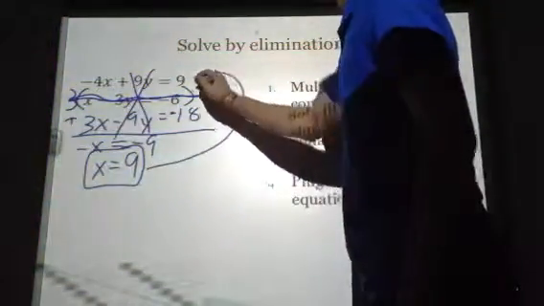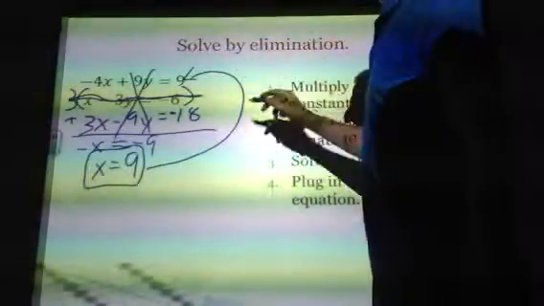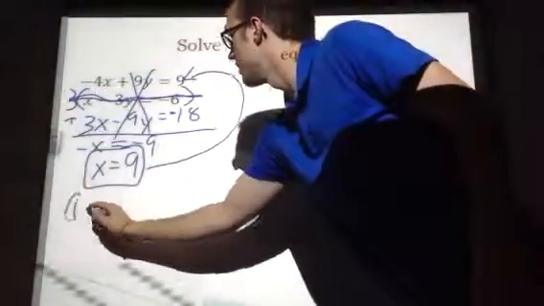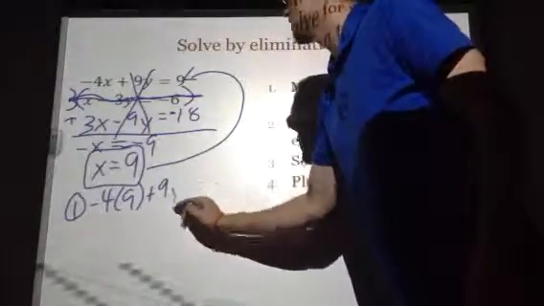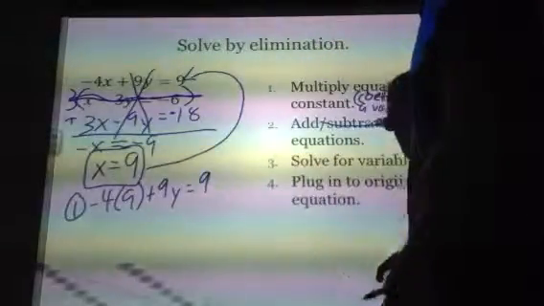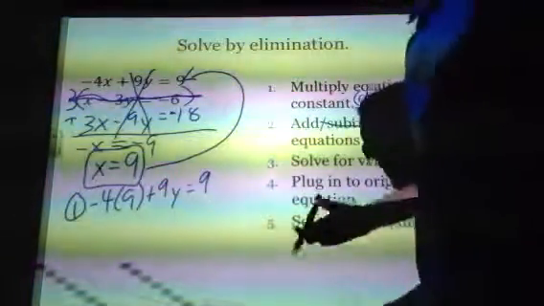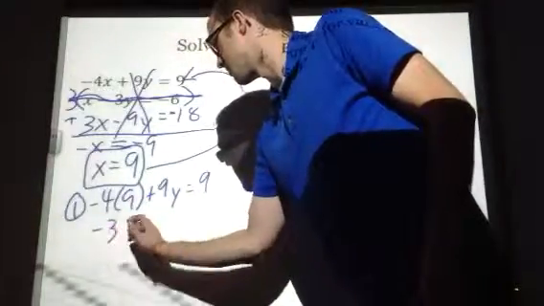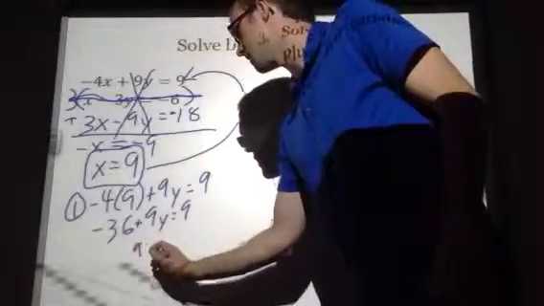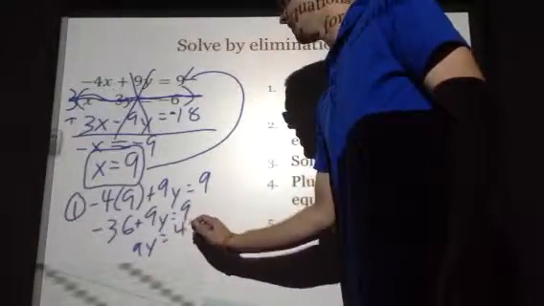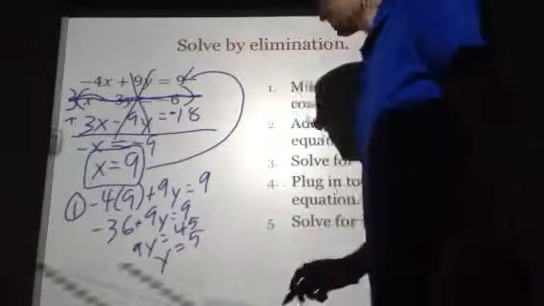Alright, so come back up here, plug it into one of the equations that we started with. I'll pick that top one. So, in equation 1, negative 4 times 9 plus 9y equals 9. Now we're going to solve for y. So negative 4 times 9 is negative 36 plus 9y equals 9. Add 36 to both sides. 9y is going to equal 45. Divide by 9 on both sides. And y is going to equal 5.